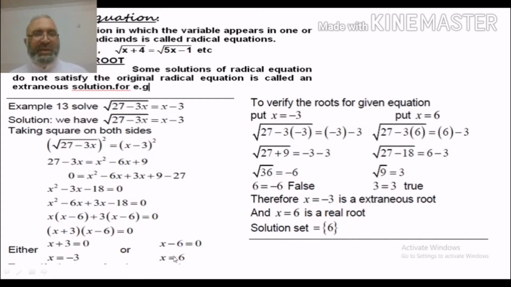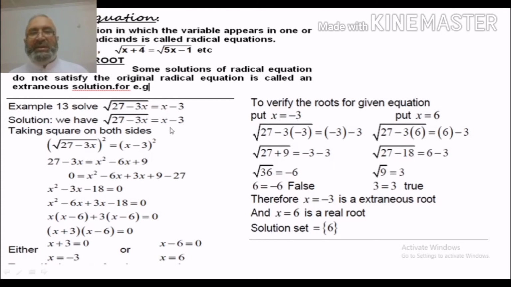We get two values of x. That is the solution set. Now we will verify these two roots. These are two roots of the given equation. Either they satisfy the equation or not. So to verify the roots for the given equation, put x is equal to minus 3, the first root, in the original equation.